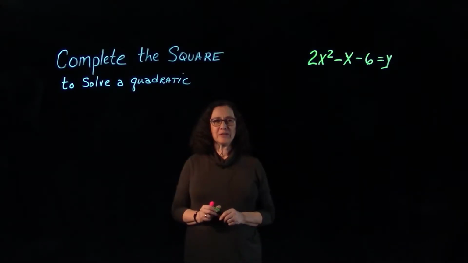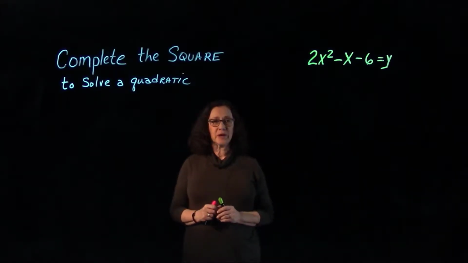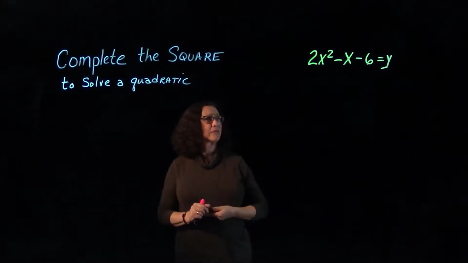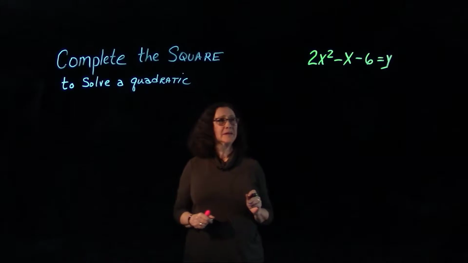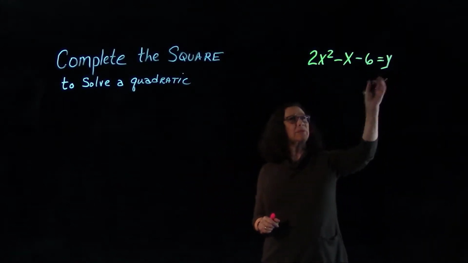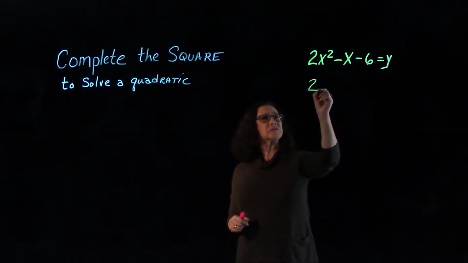In this lesson, I'm going to demonstrate how to complete a square in order to solve a quadratic equation. When we complete a square for a quadratic equation, we're finding the x-intercepts. That means that our equation is going to be set equal to 0. So I'm going to write that first.